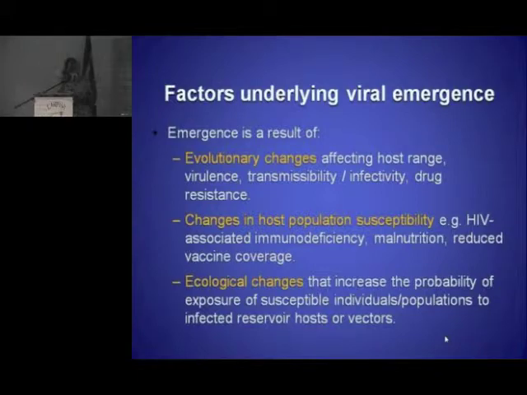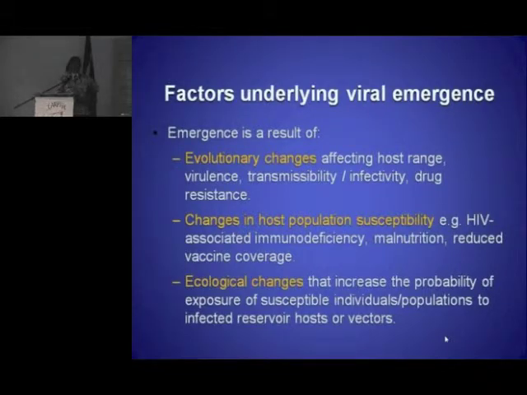They're not unique in any way. And emergence of viruses can be a result of different factors. You can have evolutionary changes that affect things like host range, the virulence of the virus, the rate at which it's transmitted. You can have changes in host population susceptibility. For example, HIV-associated immunodeficiency has resulted in the re-emergence of TB. And things like reduced vaccine coverage as well can foster disease and virus emergence.